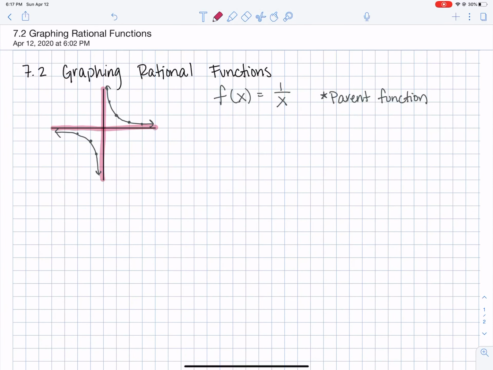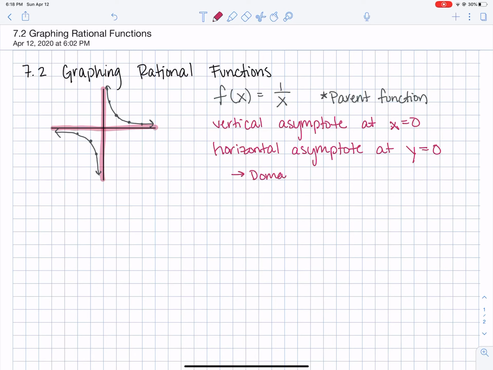asymptotes. So our parent function, one of the properties of it is that it has a vertical asymptote at x equals 0, and of course a horizontal asymptote at y equals 0, also known as your x and y axes. And I just want to state our domain here is that x cannot be 0 in this case. All right.